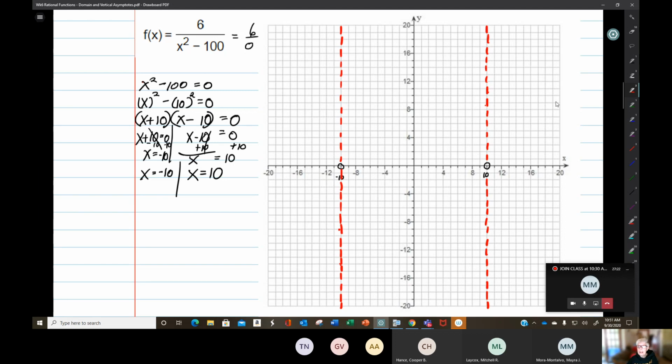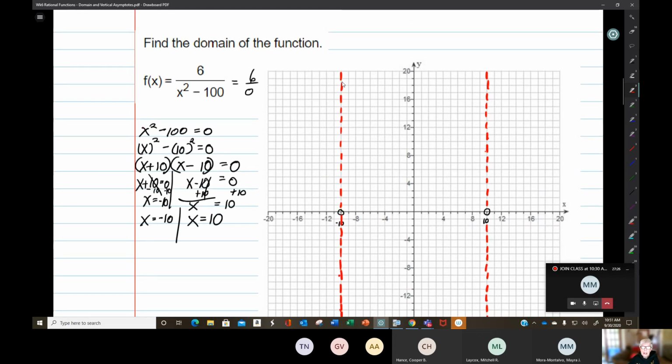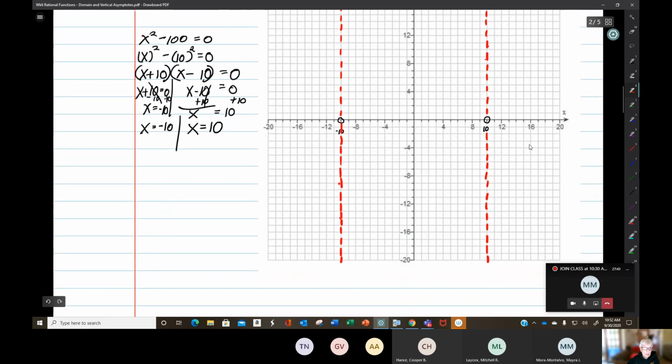Okay. And these are vertical asymptotes. The equation of this one is x equals -10, and the equation of this one is x equals +10. And I didn't write the domain, so let's write the domain right now. Okay, set builder notation.